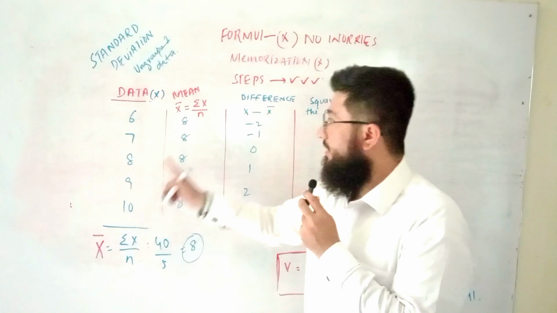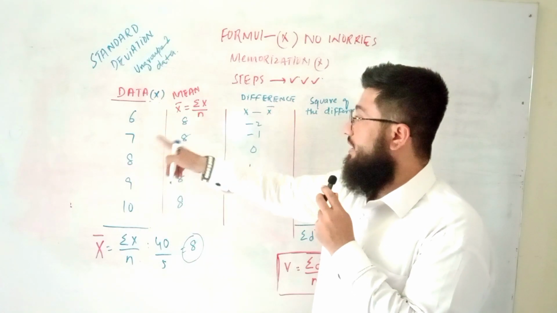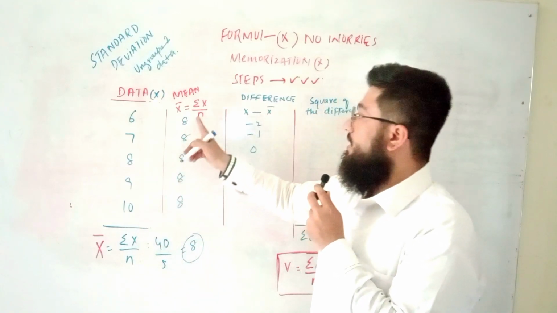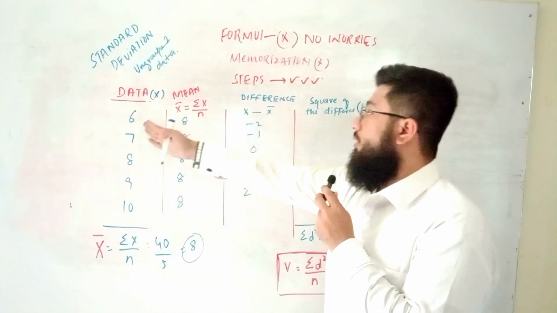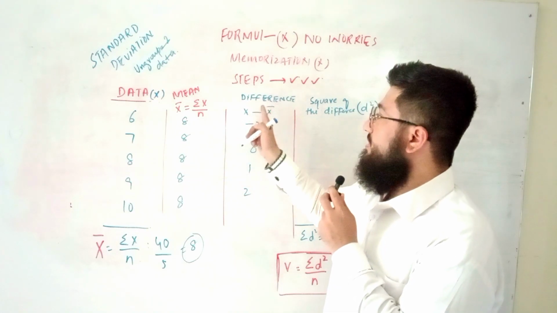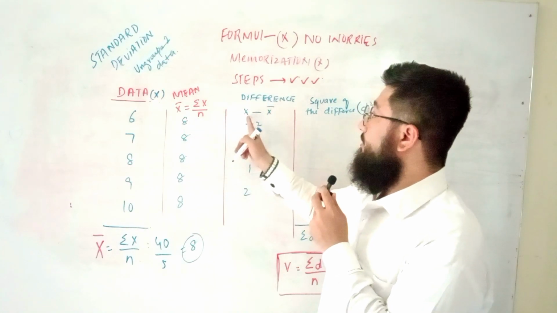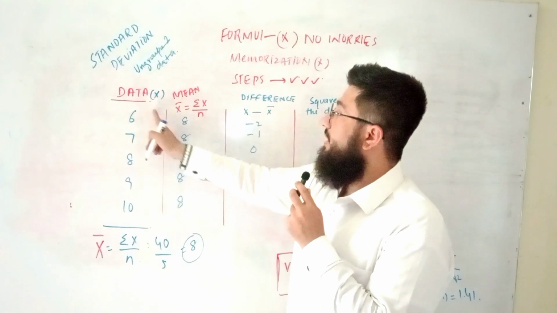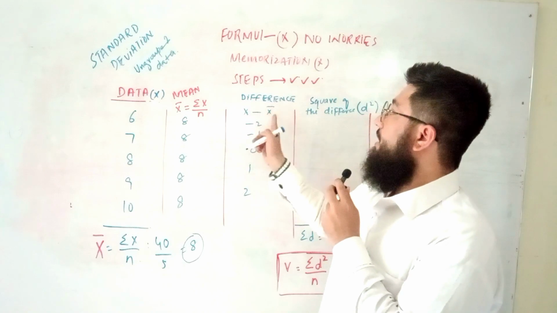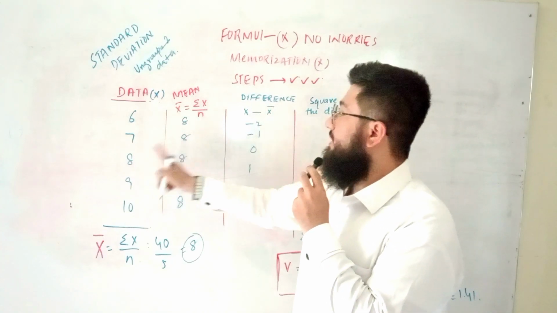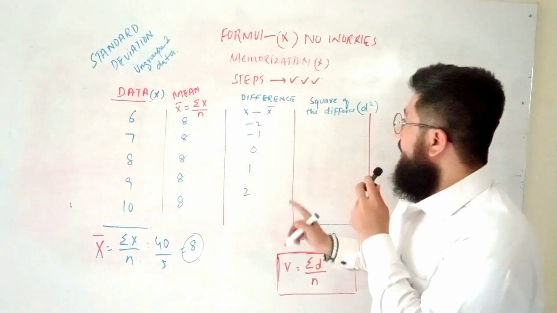First of all, data. Then after the data, the first step is finding the mean. We got the mean here. When we go this way, first, second, and third, the third step is getting the difference, that is subtracting x bar from x. X is the data, x bar is the mean. Data minus mean, data minus mean, we got these values.